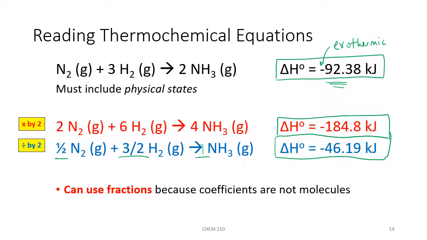You often will see fractions because the fractions are representing moles only and not molecules. Therefore, we don't have a half a molecule of nitrogen, but we could have a half a mole because a mole is just a counting term. They're only representing the molar ratios for that balanced chemical equation.